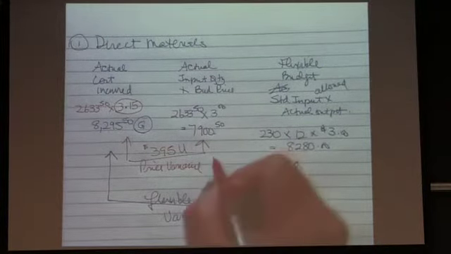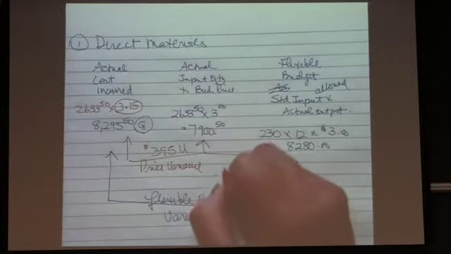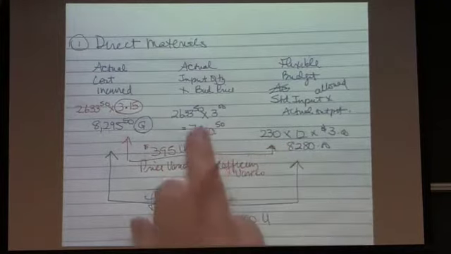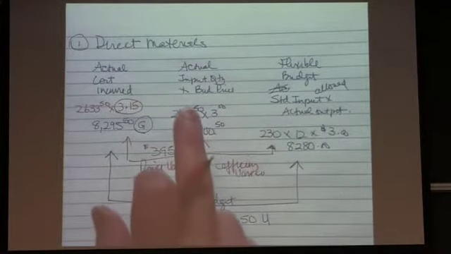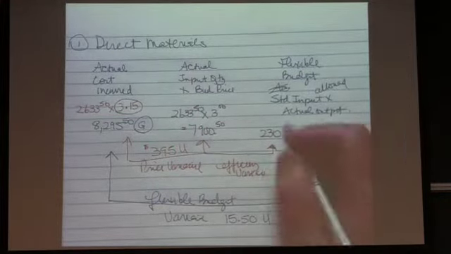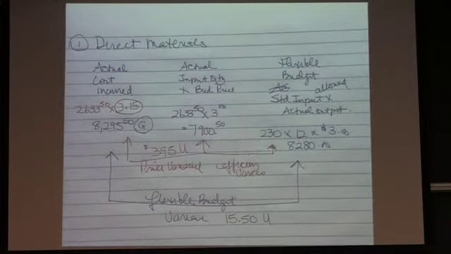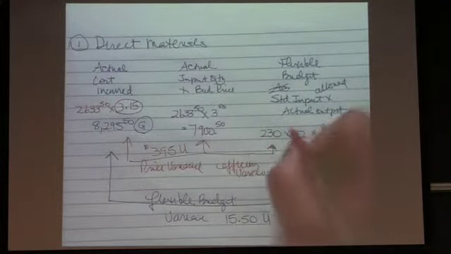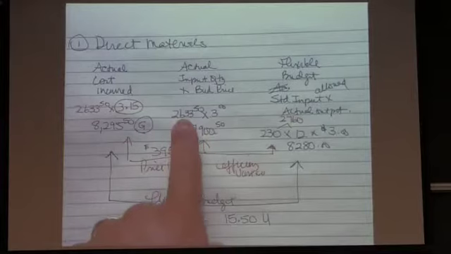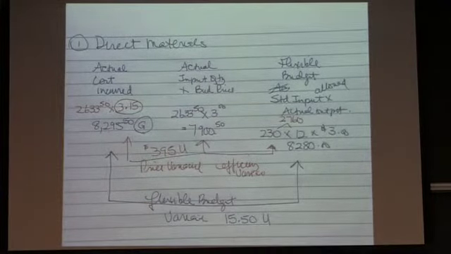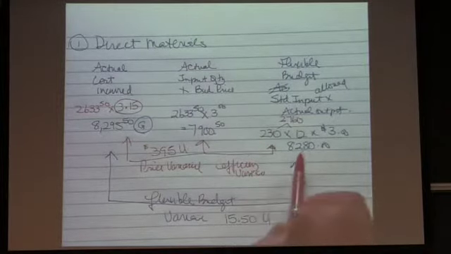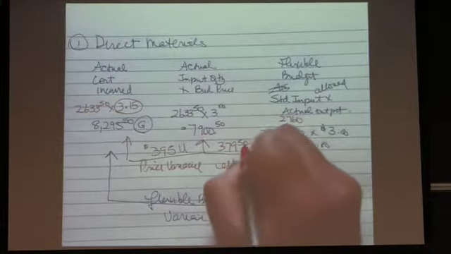Now, we want to know the efficiency variance. The difference between these two means that, check this out, how many skins of wool did we actually use? It's going to be 230 times 12. So this is 2,760 skins of wool. We used 2,633. So we have a favorable variance. And that favorable variance, the difference between this number and this number, is 379.50.